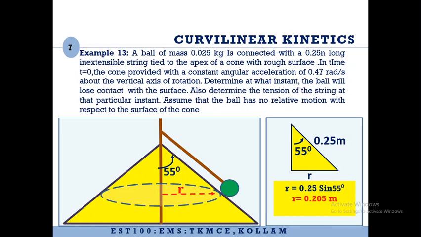Now to analyze the motion, we have to understand what are the different forces that are going to act on the ball. So if you look here, the ball will be acted upon by its weight, which is acting vertically downward. There is going to be a normal reaction from this conical surface, and at the instant when the ball will lose contact with the surface, the magnitude of that reaction will be zero. In addition to that, there is going to be tension in this string.